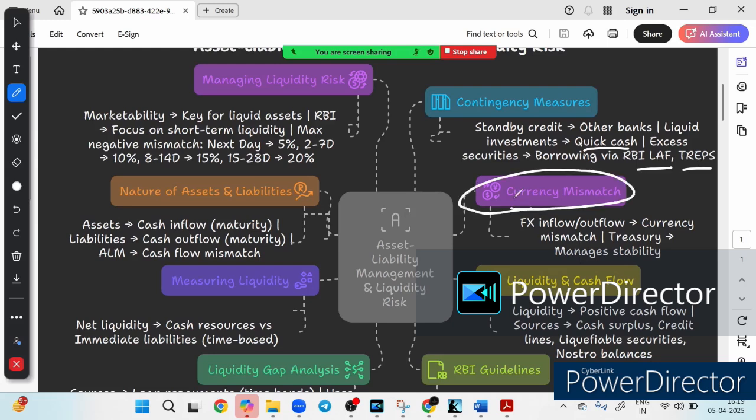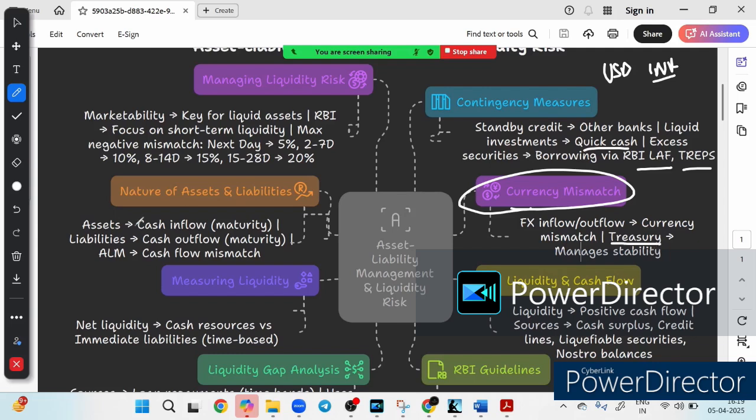Now friends, let's talk about the currency mismatch risk. What is the meaning of it? See, banks deal in multiple currencies, and fluctuation can cause the currency mismatch. Suppose two currencies are there, USD and INR, and both are fluctuating. This fluctuation will cause currency mismatch. Who manages it? It is managed by the Treasury Department. The inflow and outflow of different currencies is managed by the Treasury Department.